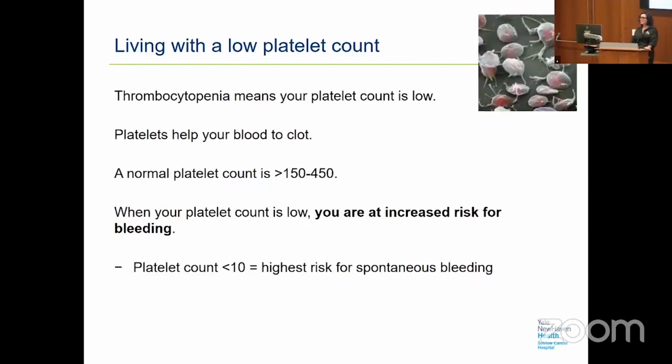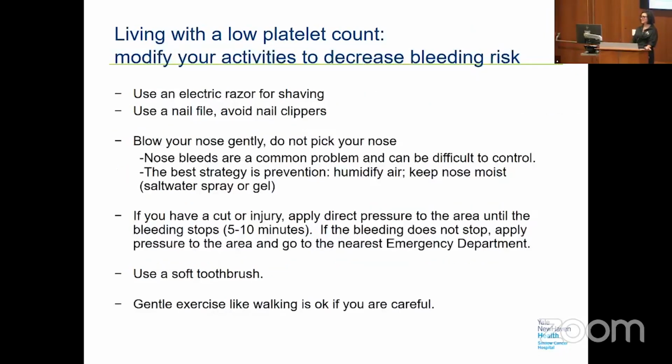Okay, I'm going to shift gears and talk about living with low platelets. So thrombocytopenia is the word that we use to talk about platelets being low. And as mentioned earlier, the platelet count less than 20 is kind of the cutoff for an increased risk for spontaneous bleeding, with those at highest risk really being those with a platelet count less than 10.